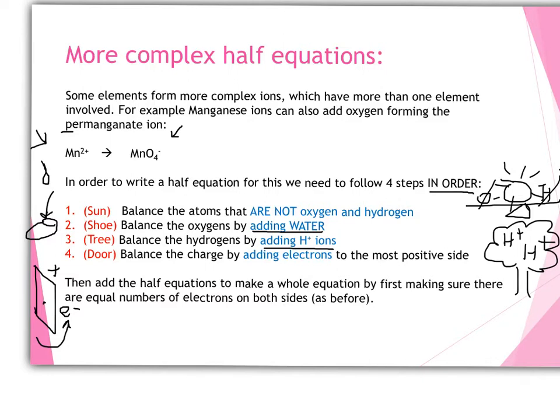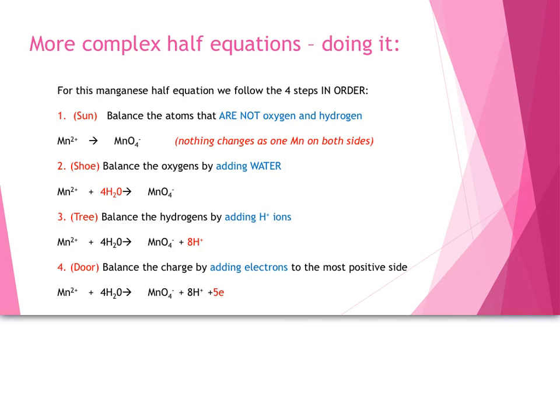After you've balanced that half equation, you will add the two half equations of the redox equations, just like we've done before, by first making sure that there are an equal number of electrons on both sides. So here's an example of balancing this manganese half equation that we looked at on the other page. We're starting off with Mn2+, and we're going to MnO4-.